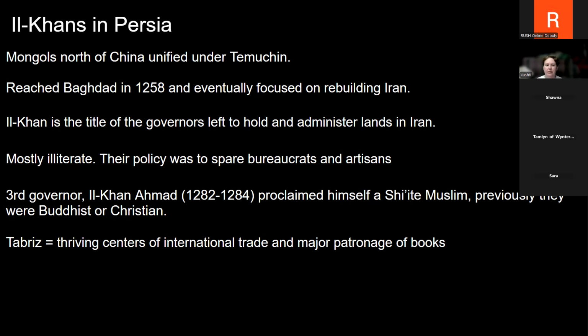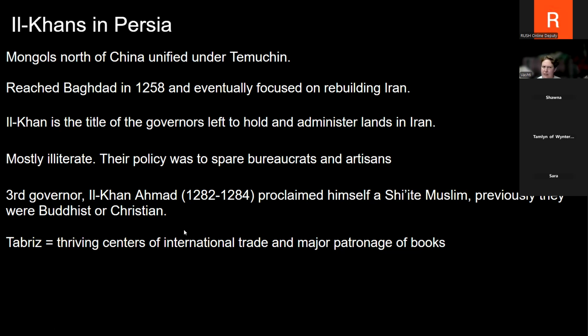So when we get to kind of the third governor of Persia at this point, he actually converted to Islam. Previously, they'd been Buddhist or Christian. And oddly enough, he converted to Shiite Islam, which is not what the majority of Persia was. The majority of Persia was Sunni. There's a whole big cluster of what happened there and why that happened the way it did.